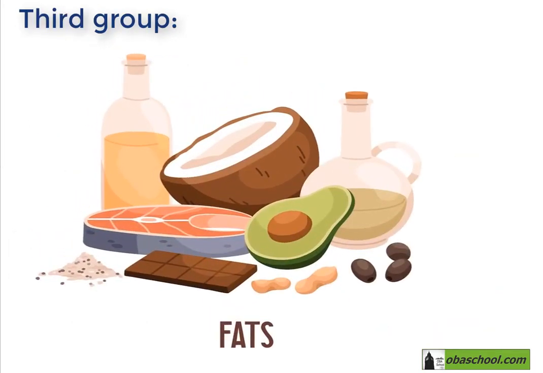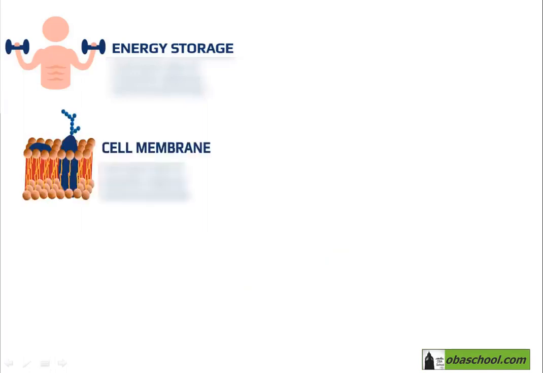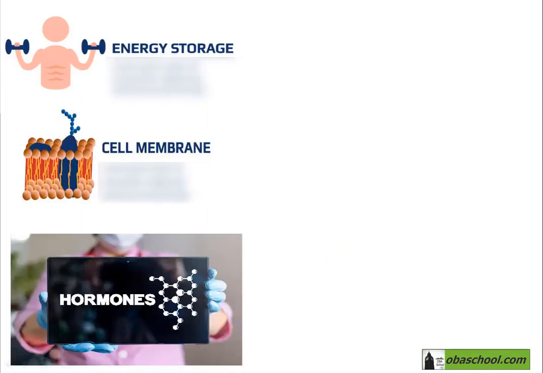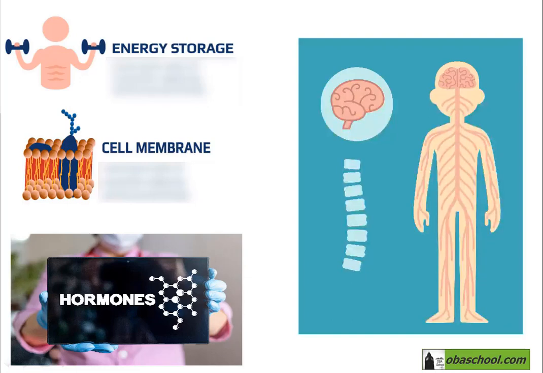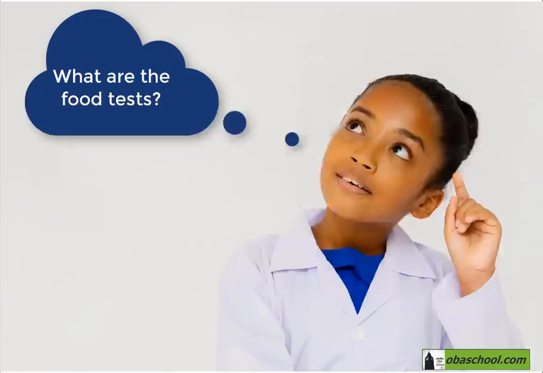Now the last group is fats. Lipids are fats and oils. They are good resources for energy, and they are constituents of the cell membrane and some hormones, and they play a vital role in our nervous system. Lipids are made up of three molecules of fatty acids attached to a glycerol molecule.